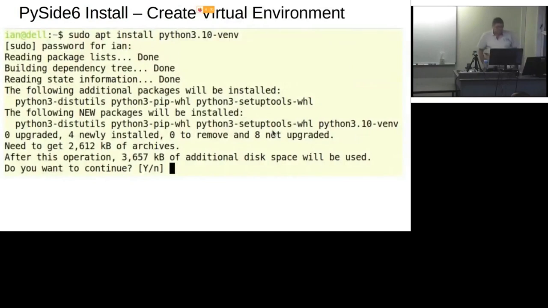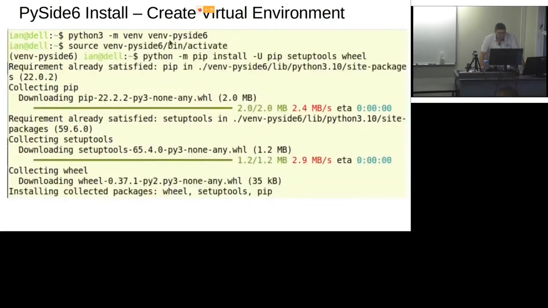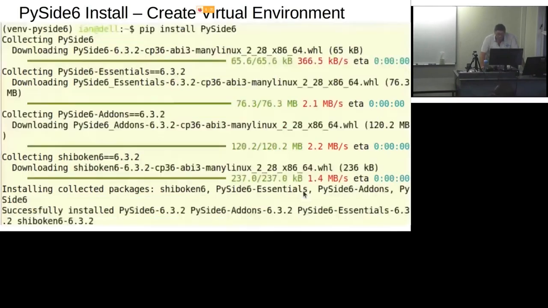Anyway, for my case on an Ubuntu system, I decided to put in PySide 6 in a virtual environment. So this is just a screenshot showing installing the necessary bits to be able to set up a virtual environment. And here, python3 -m venv, and I create my virtual environment, which puts pip and a few things in. And then here we go, putting in PySide 6. So pip install PySide 6, and what have we got? About 76 megabytes there, 120 megabytes there. So maybe 200 megabytes of code to put in.